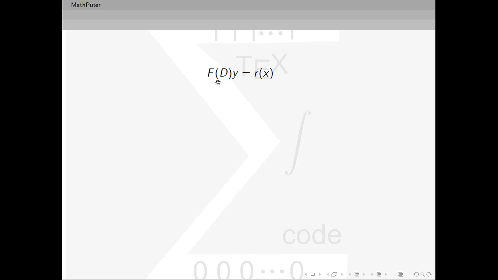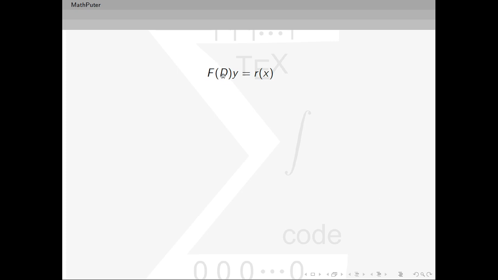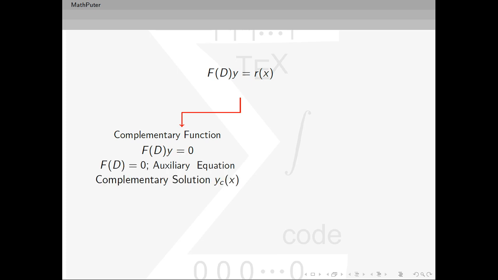we ended the session with capital F of D into y equal to R(x), where what is capital F of D? This was the polynomial in terms of D, and D is nothing but the derivative operator. R(x) is the right hand side. To solve this differential equation, we have the complementary function. We consider the right hand side as 0, F(D) into y equal to 0. Then we have the auxiliary equation, which gives us the complementary solution.